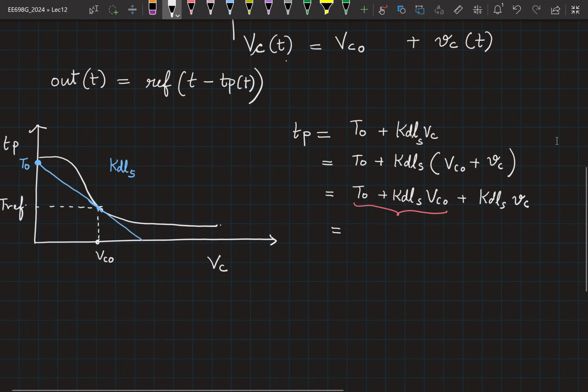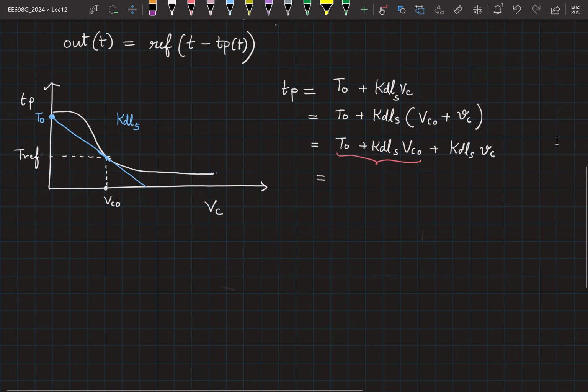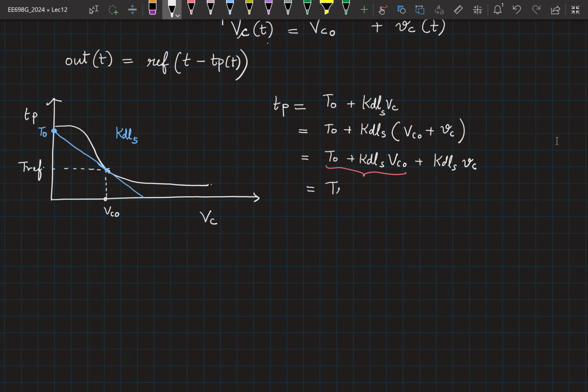This should be equal to Trf, right? This is equal to Trf plus KDLS into Vc. So far okay? So now let's look at something interesting. Let's say I want to calculate this. If this Vc was dependent on time, my delay Tp is also a function of time. So Tp of t is equal to Trf plus KDLS plus Vc of t.